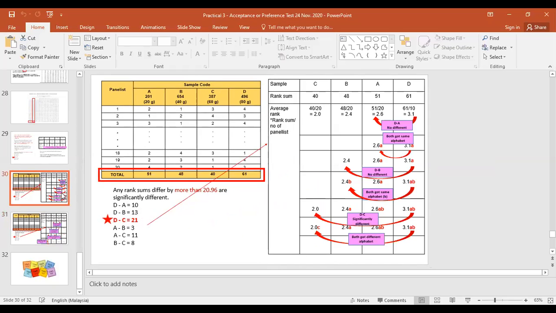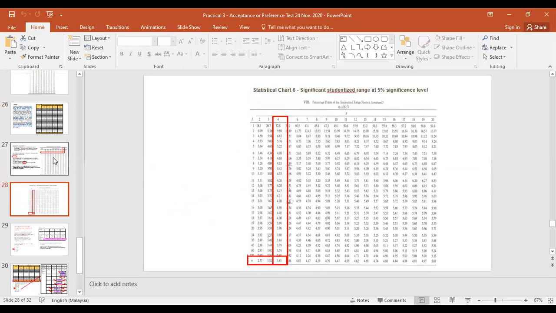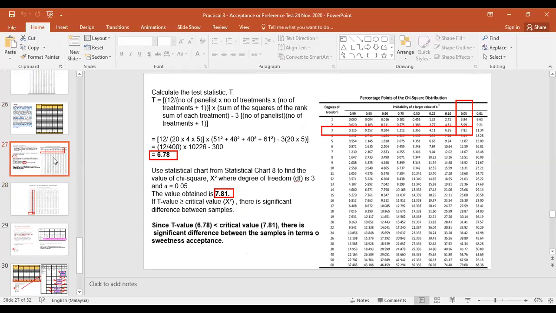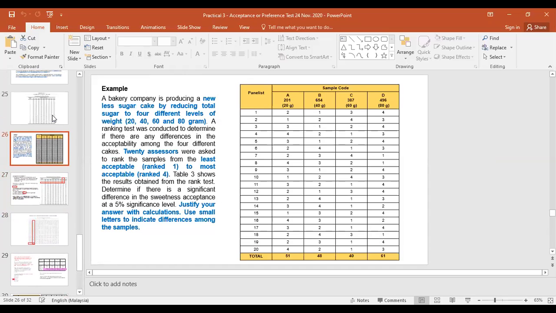So I think I need to continue because someone asked me during class, right? So I try my best to make you understand the ranking test. So I think I need to repeat for the ranking test.